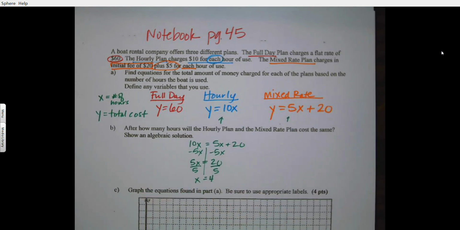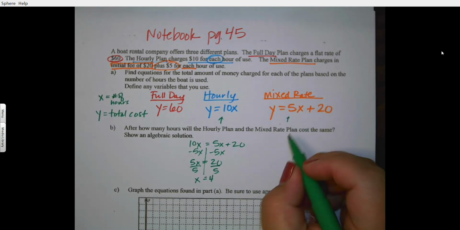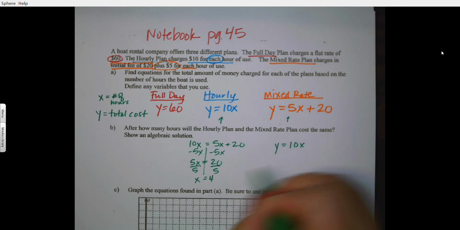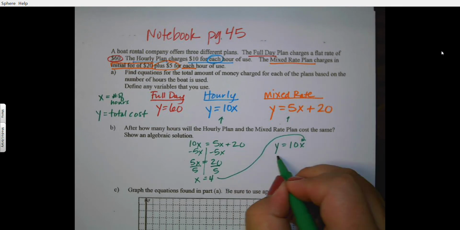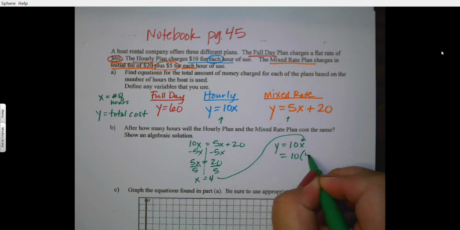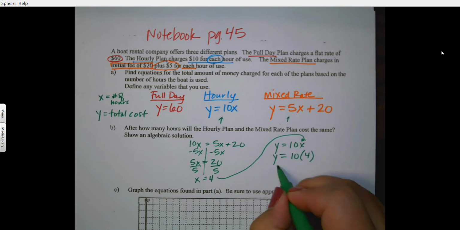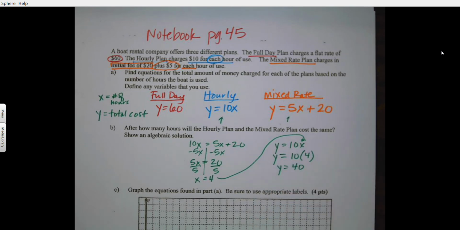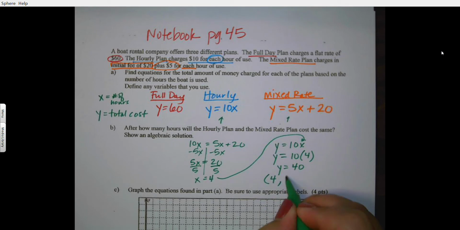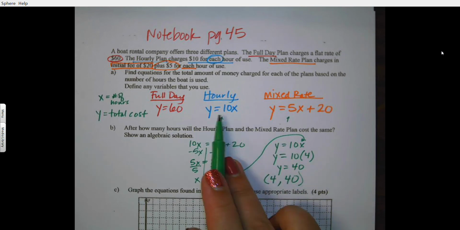Now I want the y-coordinate to find that point of intersection, so I'm actually going to take this and plug it in. Here it goes, plugged in. So it's really 10 times 4. So y is equal to 40, and my point is (4, 40). So I know that the point of intersection is 4 hours, and it's going to cost them $40 on the hourly and the mixed rate.